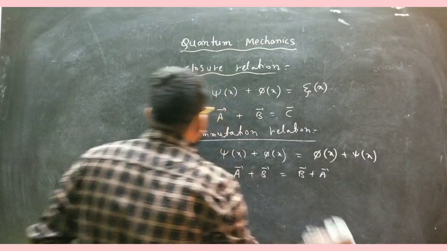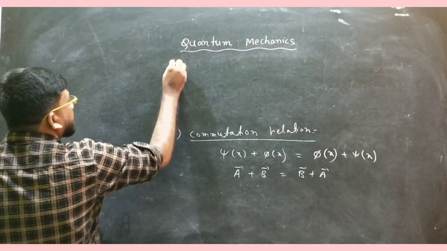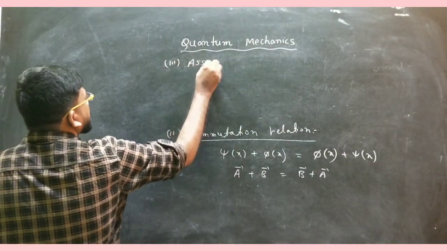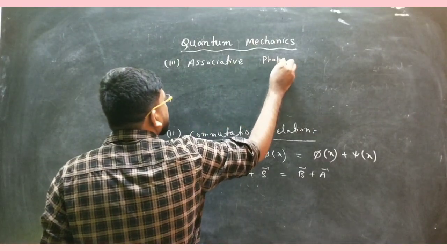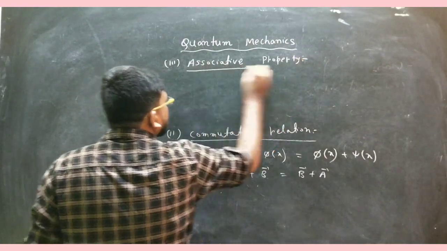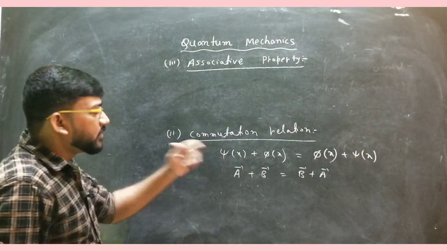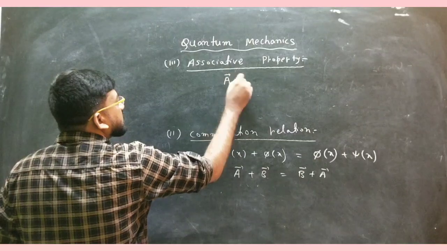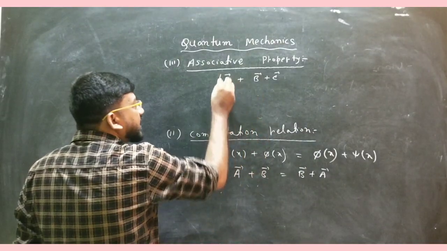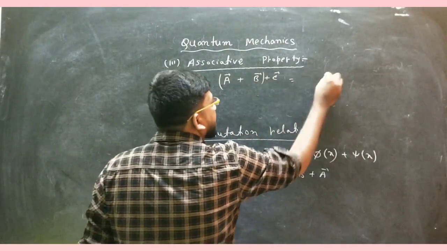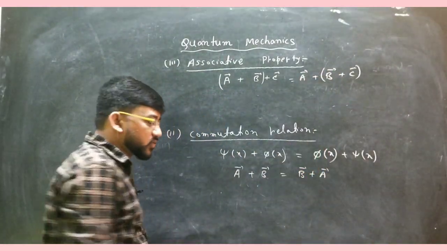Similarly, number 3, let me tell you about the associative property. First, let me tell you about your three-dimensional vector. If you have three vectors A, B and C, it does not matter if you first add A plus B then C, or first add B plus C then A. This is nothing but the associative property.